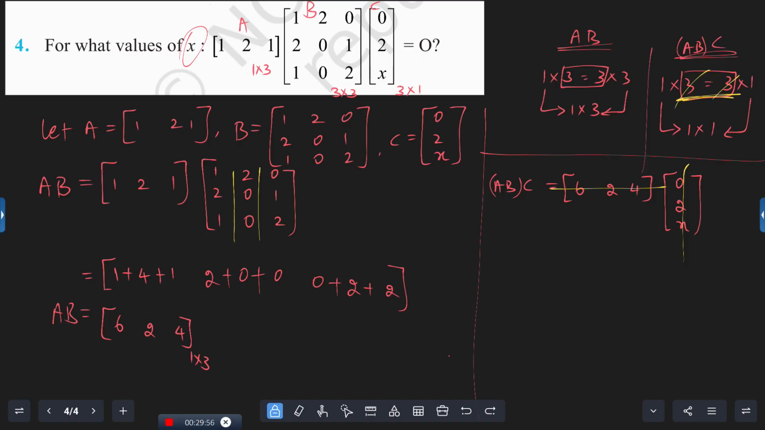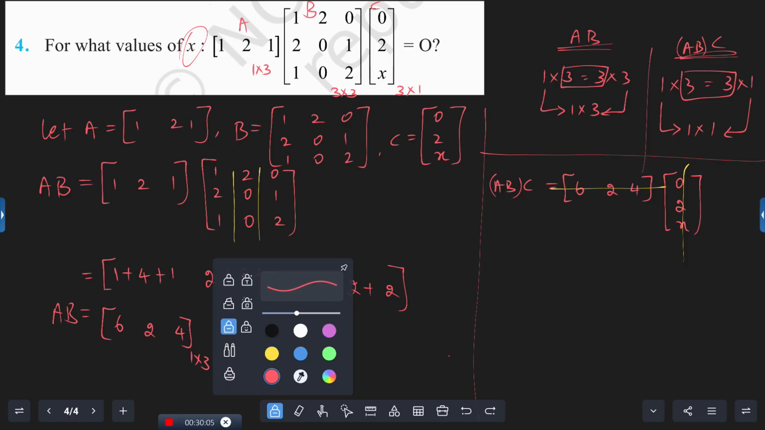When it goes 1 by 1 now, only one element will come. Understand? So we have to add all the elements. Be careful, children, when you take the product.